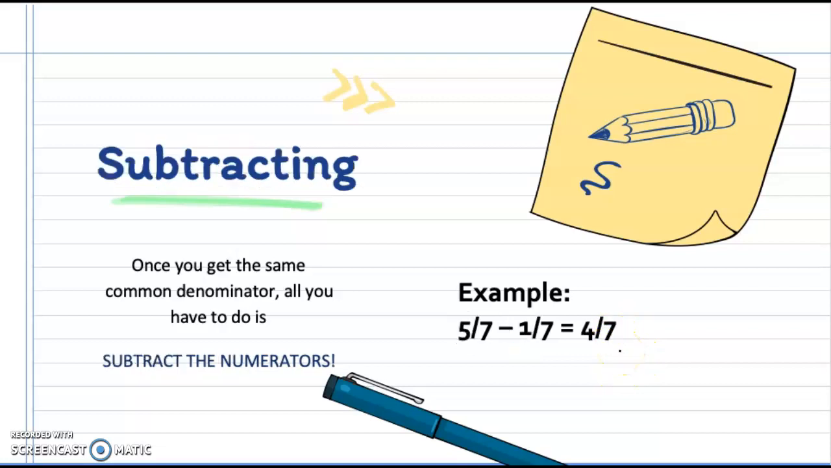Same thing goes for subtracting. Once you get the same common denominator, all you have to do is subtract the numerators. So we have 5 over 7, where 7 is the denominator, minus 1 over 7, where 7 is also the denominator. When we do 5 over 7 minus 1 over 7, it equals 4 over 7, and the denominator is still 7. We only changed the numerator for addition as well as subtraction.